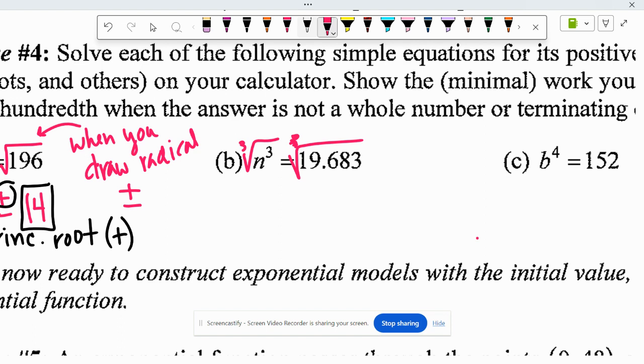So what did we get when we did the cube root? When you found the cube root of 19.683, what did you get? What does n equal? Did anyone do that? Yeah, n is 2.7.